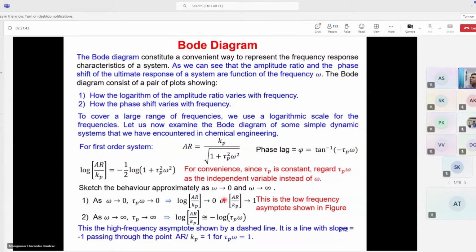And this change from low frequency to high frequency takes place when 1 is equal to tau p square omega square. So when 1 is equal to tau p square omega square, that means omega should be equal to 1 by tau p. And this particular value is called the corner frequency. There are at least 3 types of frequencies: corner frequency, crossover frequency, resonant frequency, etc. Okay, all these frequencies have a different meaning, and we are going to look at these in a little more detail in the next class.